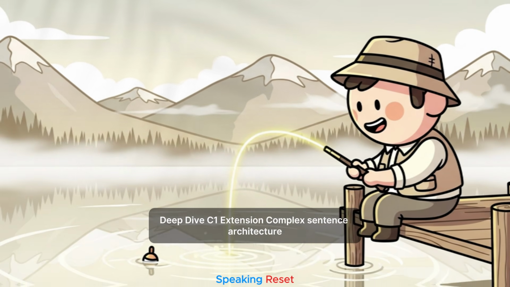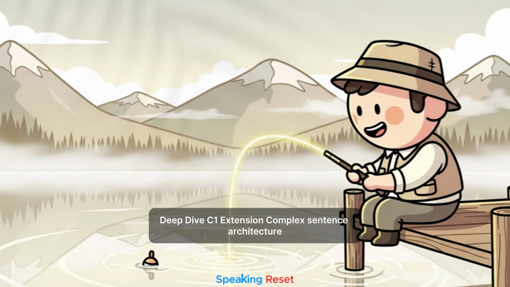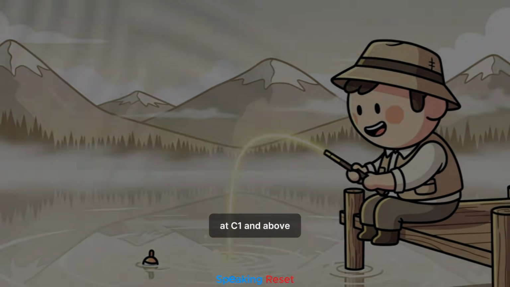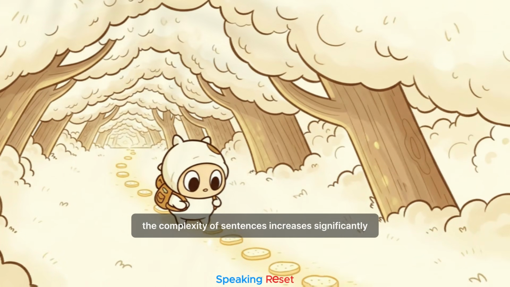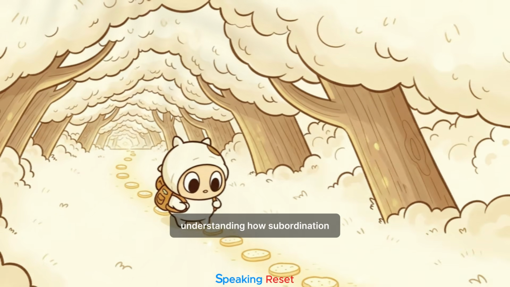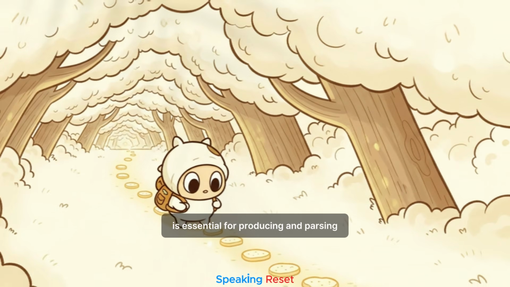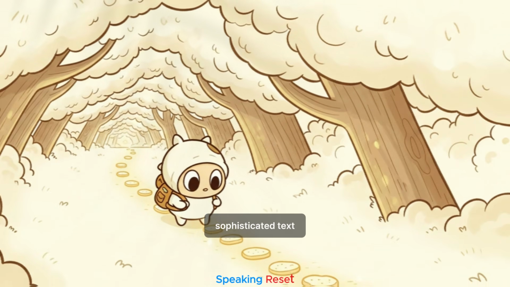Deep dive. C1 extension: complex sentence architecture. At C1 and above, the complexity of sentences increases significantly. Understanding how subordination, coordination, and embedding work together is essential for producing and parsing sophisticated text.